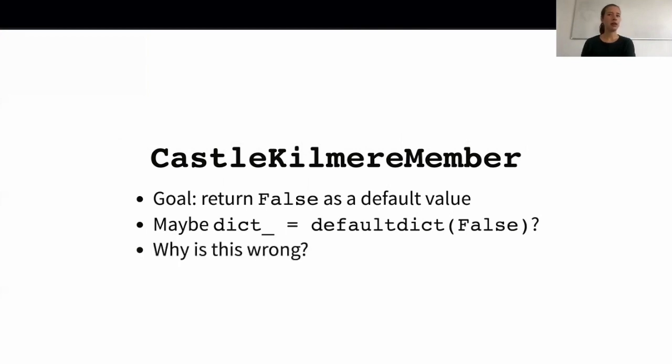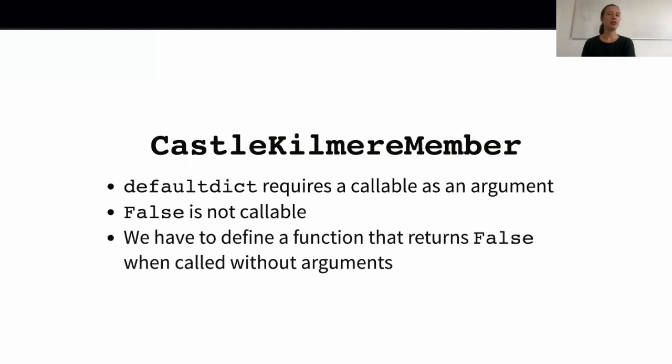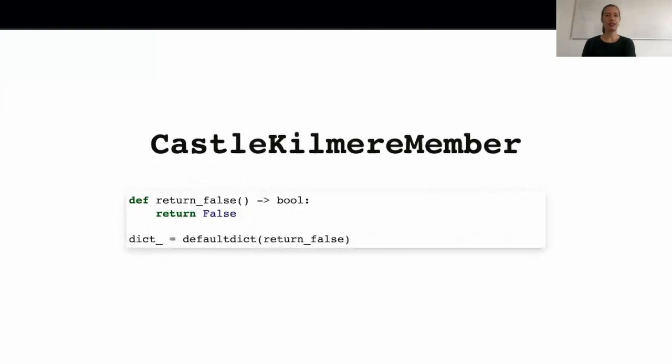Take a moment to think about why this is wrong. We cannot provide False as the default factory because the defaultdict class requires a callable as an argument. The Boolean False is not a callable, but a Boolean. So instead, we have to define a function that returns False when called without arguments. Such a function can be seen here. It simply returns False when being called. We can now create our defaultdict, providing it with the return_false function as the default factory.